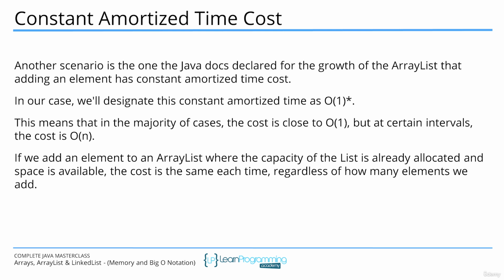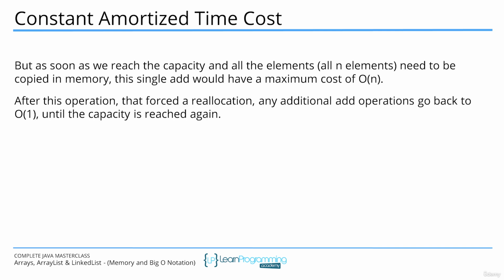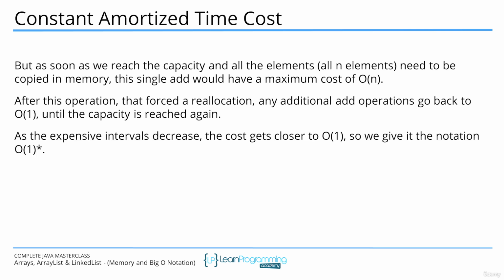and space is available, the cost is the same each time, regardless of how many elements we add. But as soon as we reach the capacity and all the elements, all n elements, need to be copied in memory, this single add would have a maximum cost of O(n). After this operation that forced a reallocation, any additional add operations go back to O(1) until the capacity is reached again. As the expensive intervals decrease, the cost gets closer to O(1), so we give it the notation O(1)*.